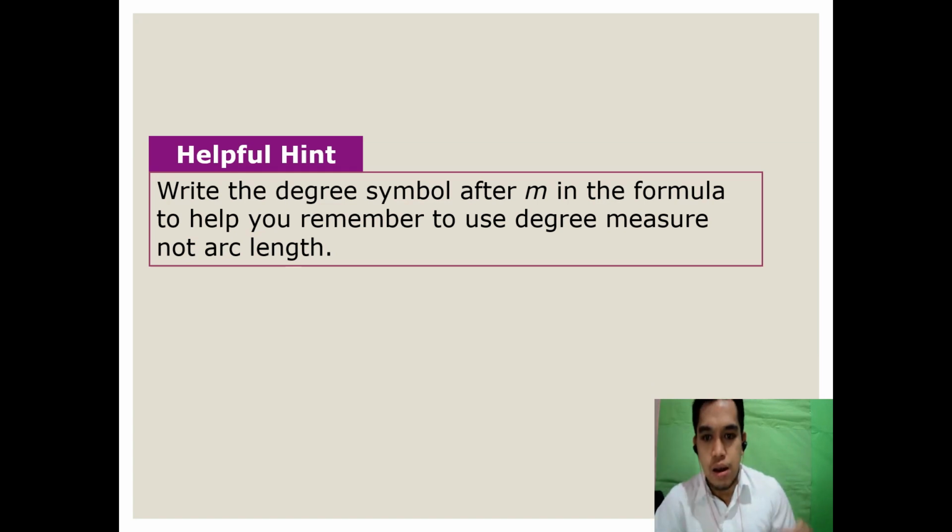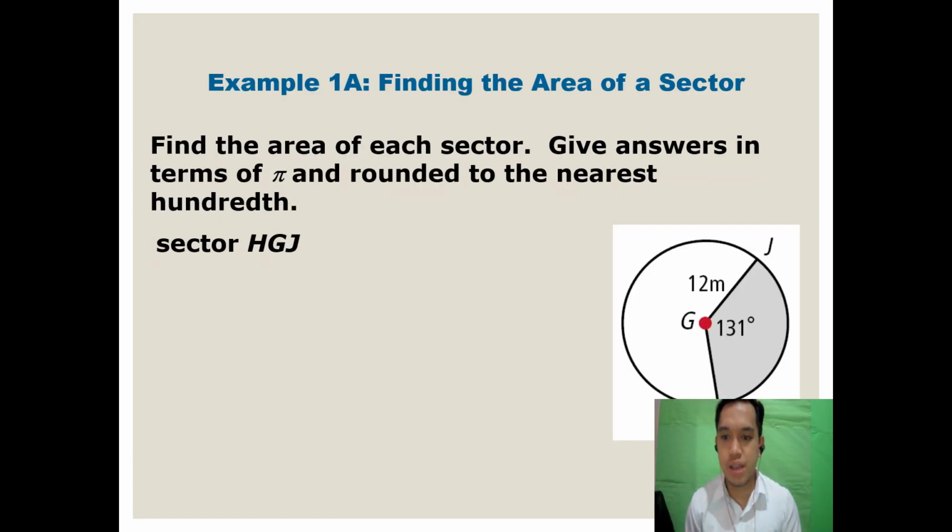Here we have a helpful hint. Write the degree symbol after m in the formula to help you remember to use degree measure, not arc length. Here we have an example. Find the area of each sector and give answers in terms of pi and rounded to the nearest hundredth.